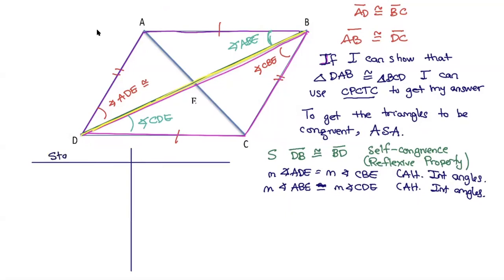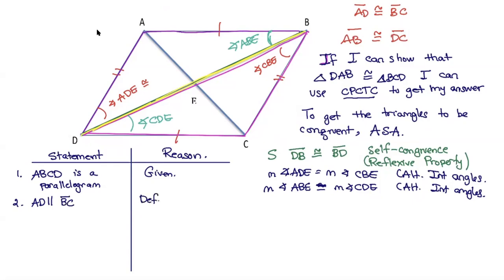We have our statement and we have our reason. First of all, we know that ABCD is a parallelogram, and that's given. The other thing that we need in order for this to work is we need to remember that AD is parallel to BC. And this is by the definition of a parallelogram.